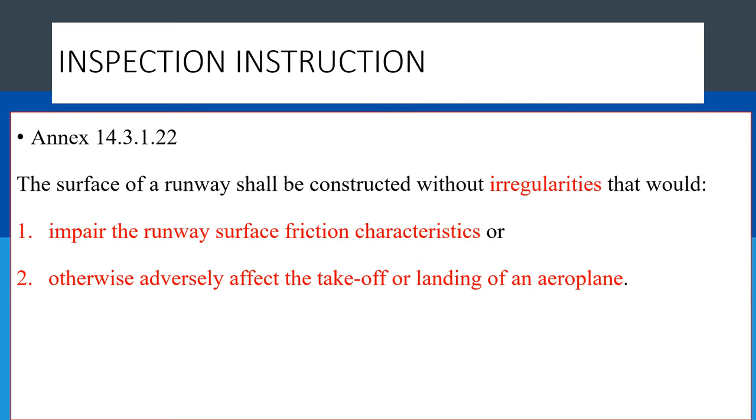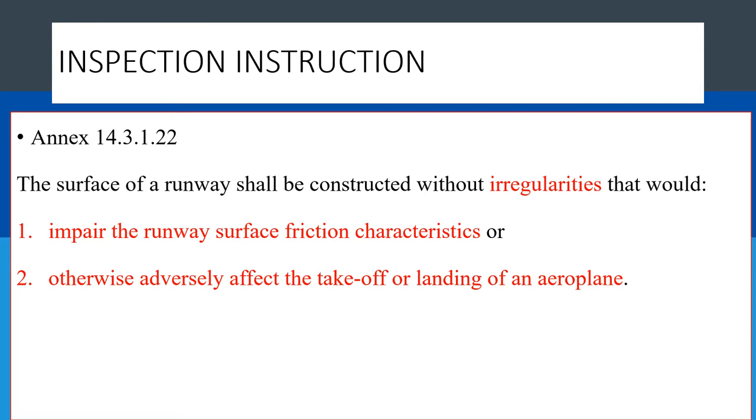Now, we've had a brief overview of what runways are. The question is, what is our responsibility when it comes to inspections? Annex 14, Chapter 3, Section 1.22 says that the surface of a runway shall be constructed without irregularities that would impair the surface friction characteristics or otherwise adversely affect the takeoff or landing of an aeroplane.